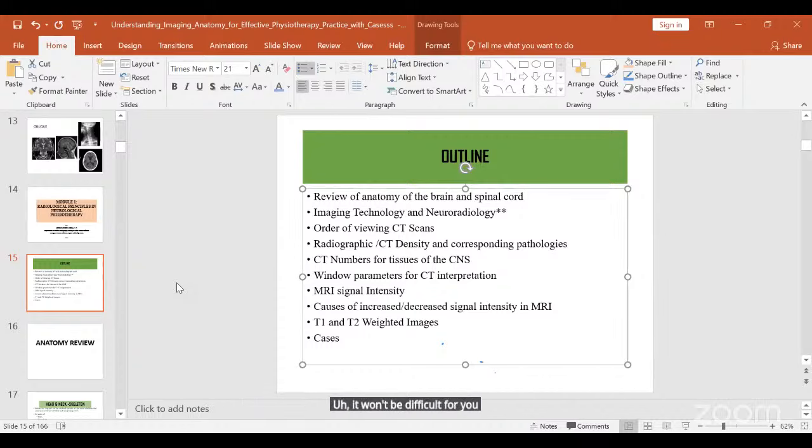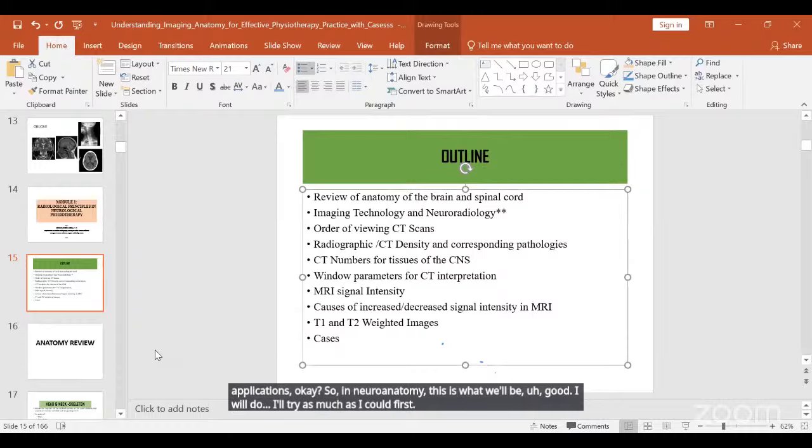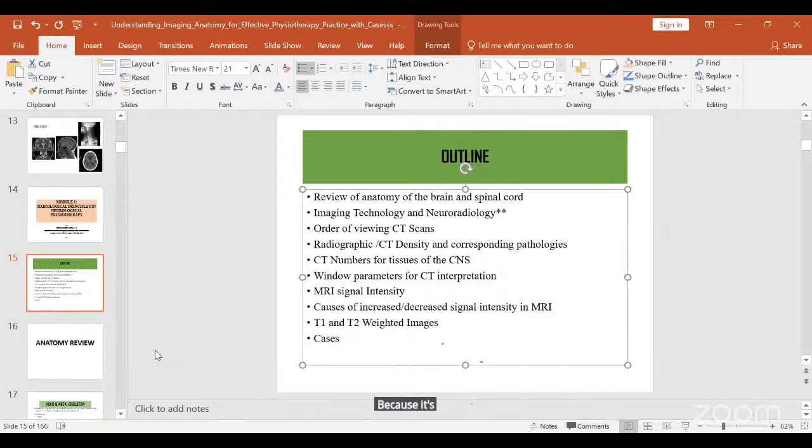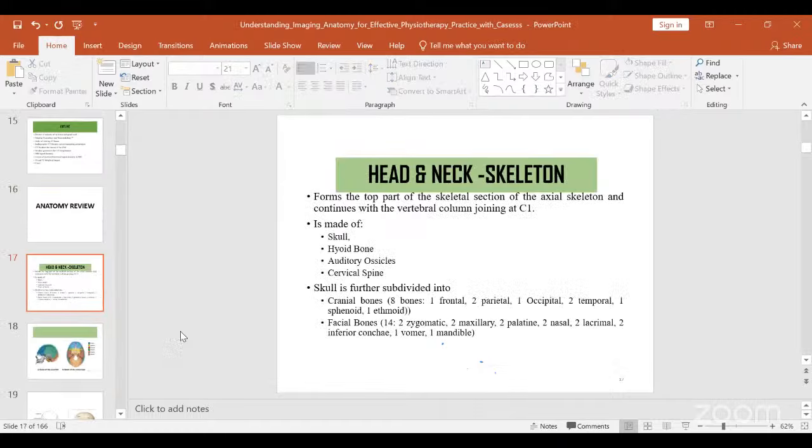comprehend their applications. So in neuroanatomy, this is what we'll be doing. I'll try as much as I can to be fast because it's very rich. Let's go to the applications to see what we do. So in radiological anatomy, we always revise the gross anatomy, then try to interpolate it back to the normal. But I will not waste my time with all these things, isn't it?